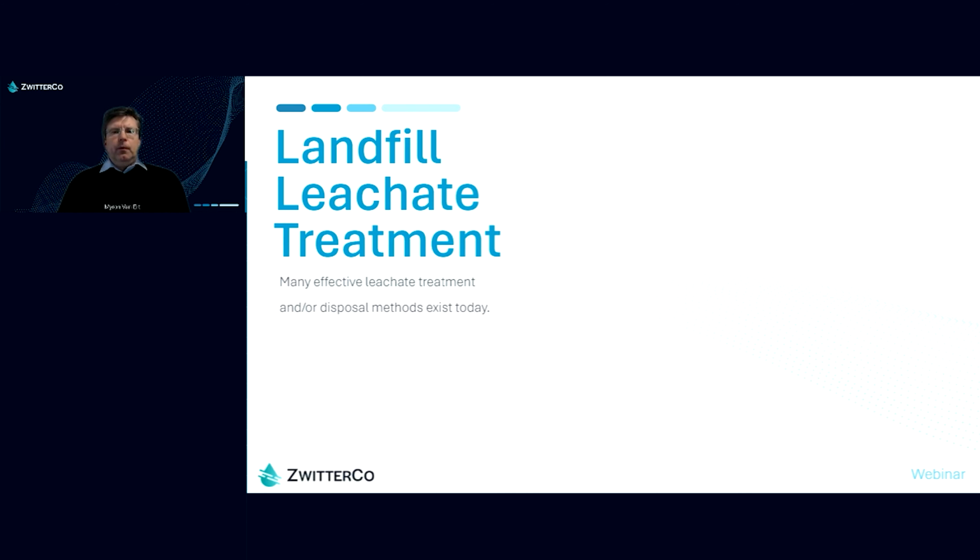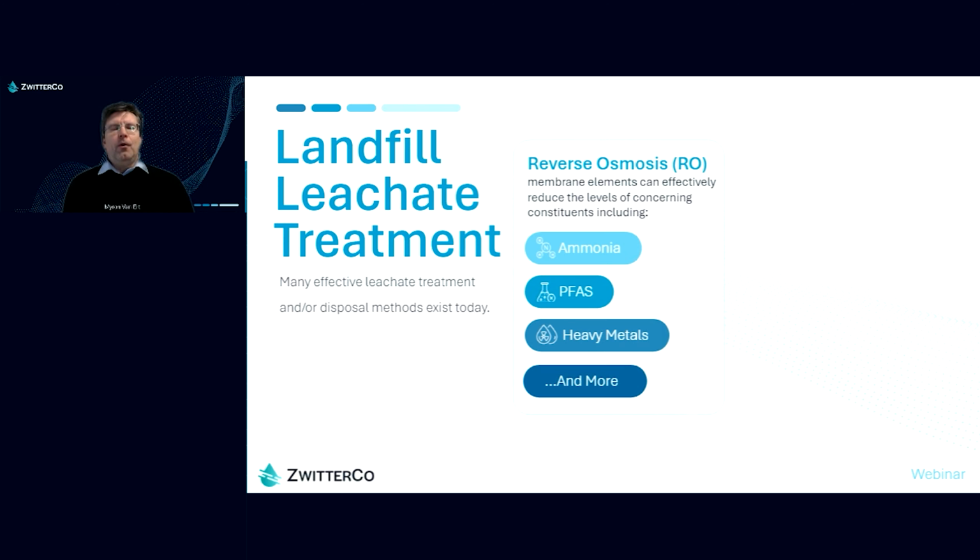All right, so just to summarize, in landfill leachate, all the treatment schemes incorporate reverse osmosis in them to effectively reduce those constituents such as ammonia or PFAS, heavy metals, all the organics and such that are in that stream. So RO plays a very critical role in that treatment and process.